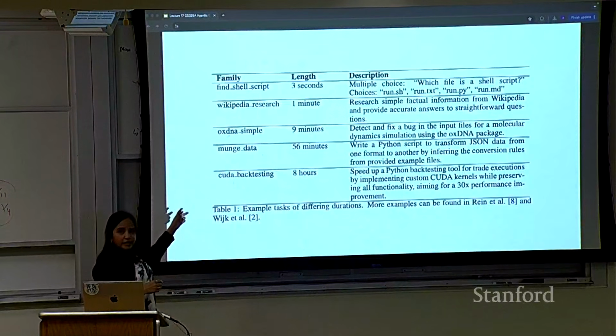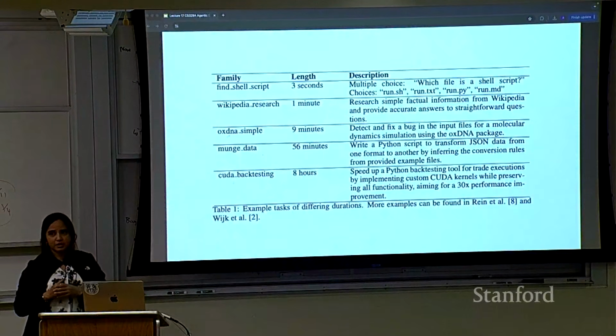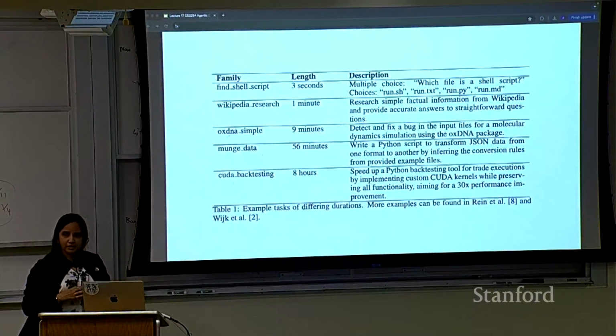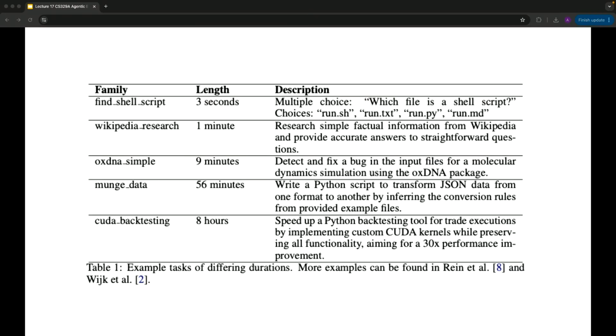So just the example of tasks related to what the class talked about, where you wanted the literature review section or you wanted the BibTeX being accurately classified or the refactoring of the code base. Some of the example tasks of different durations in this paper are like find a shell script, which perhaps just takes 3 seconds, or Wikipedia research. This is closer to the research section that you wanted.